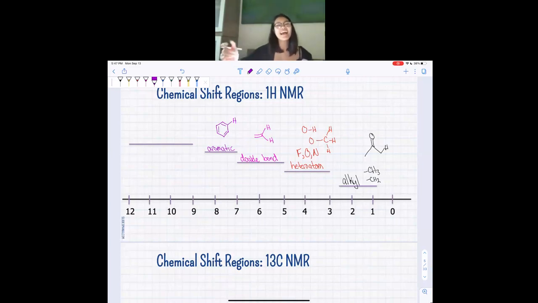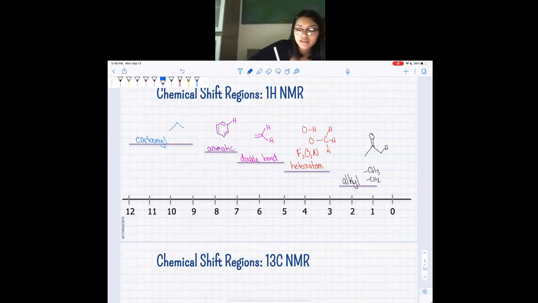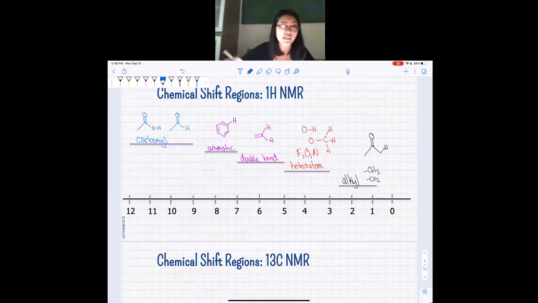Okay. So that leaves us with our last region, and this goes from 9 to 12, our most deshielded molecules here, which are our carbonyls. Specifically for HNMR, there's only two things that will be in this carbonyl region, and those are our aldehydes and our carboxylic acids. The hydrogens we're talking about are this hydrogen here and this hydrogen here. The reason I put them in this order is because of the approximate values for these.